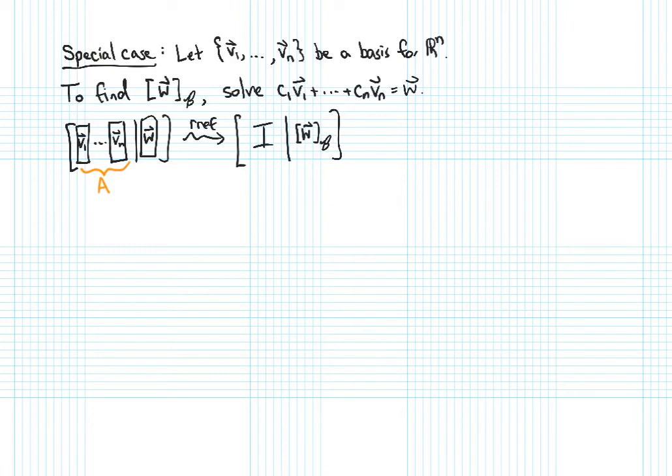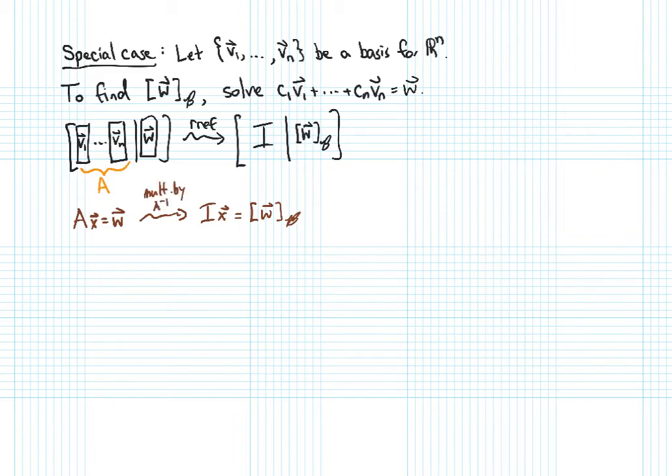We just did some row operations that turned A into the identity matrix. And we know that doing row operations is the same thing as multiplying by elementary matrices, and that the sequence of row operations that turn A into I correspond to the inverse of A. So in other words, if we think of these augmented matrices as representing matrix equations, then on the left we have the matrix equation AX equals W. And on the right we have the identity times X is equal to this b-coordinate vector.